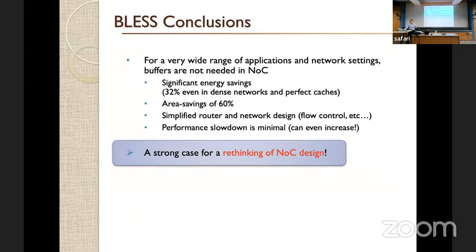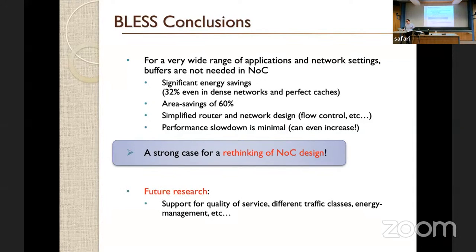Okay, these were our conclusions. Significant energy savings, area savings of 60%. That's what we showed. We were optimistic again. Simplified router and network design, and performance slowdown is minimal. So we argued for a very strong case of rethinking the network on chip design. And we said future research should look at many, many different things.